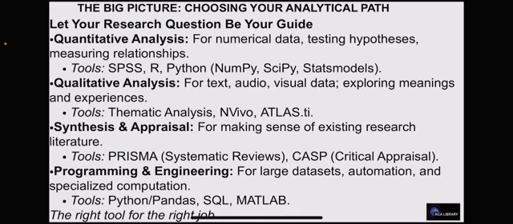So the tools that we have under this are thematic analysis, NVivo, and Atlas, and the likes. We also have synthesis and appraisal, and this is there for making sense of existing research literature. Tools to use are Prisma, which deals with systematic reviews, and CASP, which is mainly for critical appraisal. Finally, we have programming and engineering, which is used for large data sets, automation, and specialized computation. The tools that can be used for this analysis are Python or Pandas, SQL, and MATLAB.